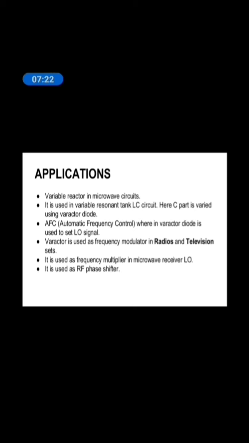AFC, automatic frequency control, wherein the varactor diode is used to set the LO signal. Varactor is used as a frequency modulator in radios and television sets. It is used as a frequency multiplier in microwave receiver LO. It is used as an RF phase shifter. These are the applications of a varactor diode.